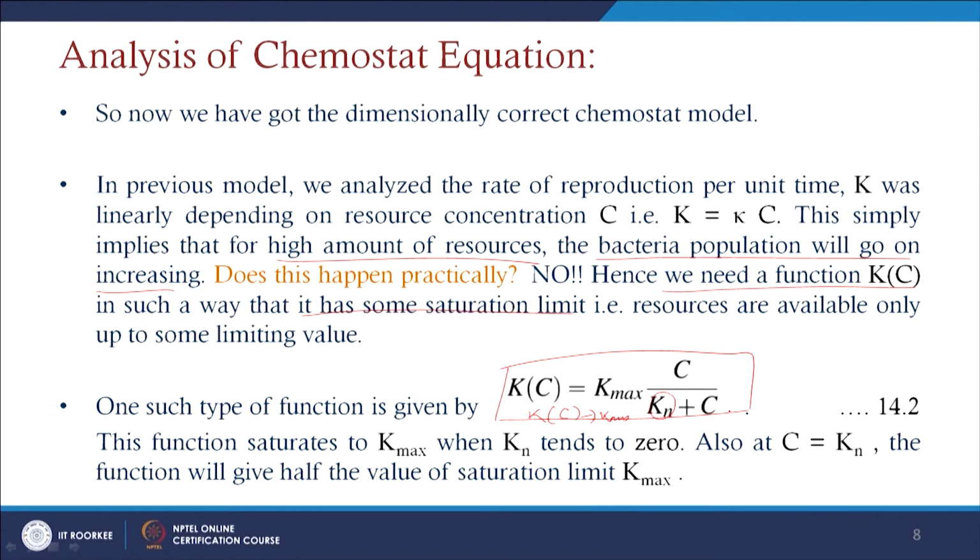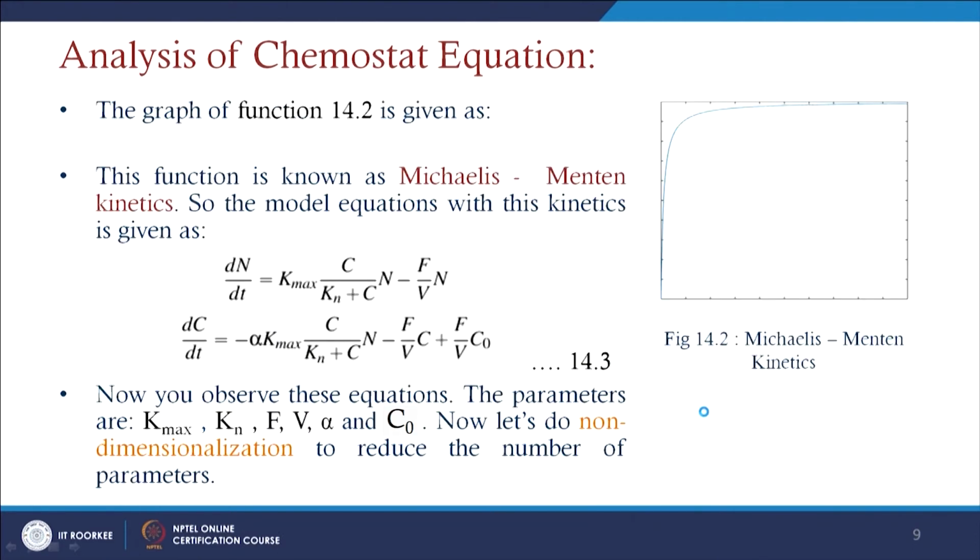And if you assume that c equals kn, then the function will be half of the saturation value. So this function is defined in such a fashion that either we achieve the maximized value or it gives half of the saturation value. In the graphical sense, if you visualize this, it is represented in the figure here. This function is known as Michaelis-Menten kinetics.